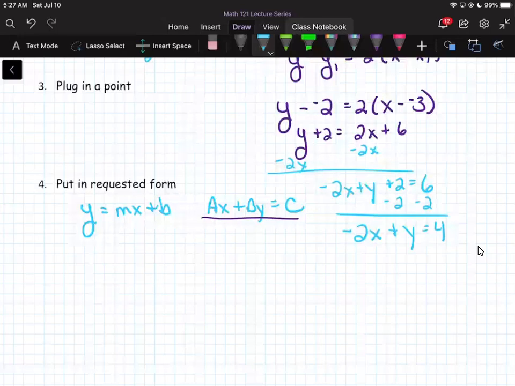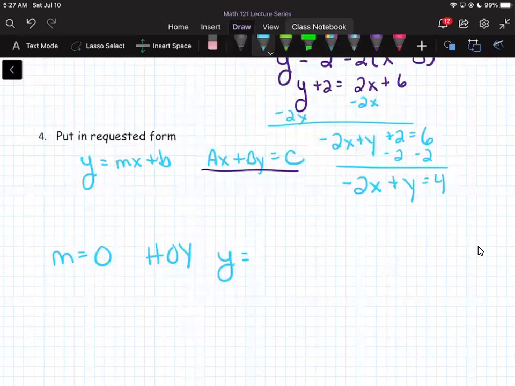Remember, the special cases are if the slope is 0, it's going to be a horizontal line, so a y equals line. You don't have to go through all those steps. Or if it's a vertical line, the slope will be undefined, and it's going to be an x equals line.